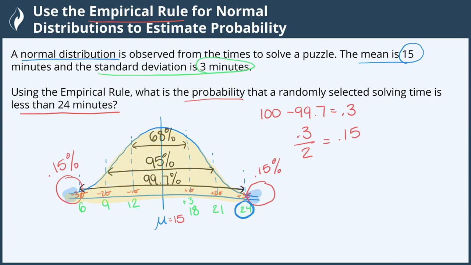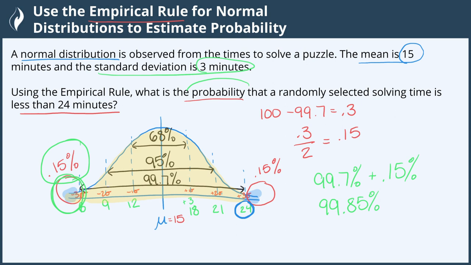We know that between the 3 standard deviations we will have 99.7% of the data. However, we're now including our small tail end that we found is 0.15%. So let's add that as well. So we have 0.15%. Adding those together gives us 99.85%. Now that's the percent, and we were asked to find the probability. So let's change this from the percent to the decimal, 0.9985. We've now found the probability that a randomly selected solving time is less than 24 minutes, and we're all done.